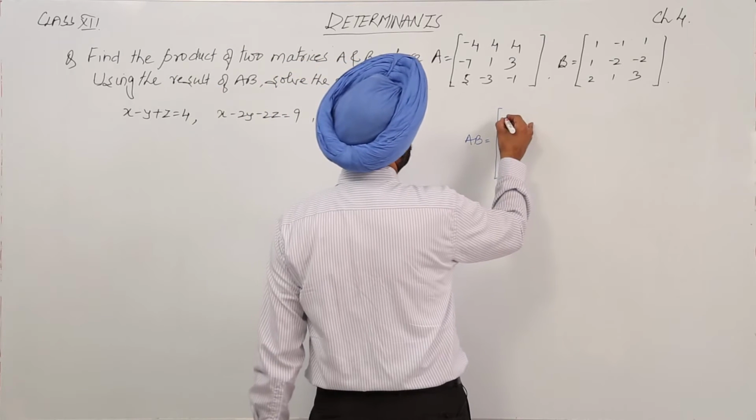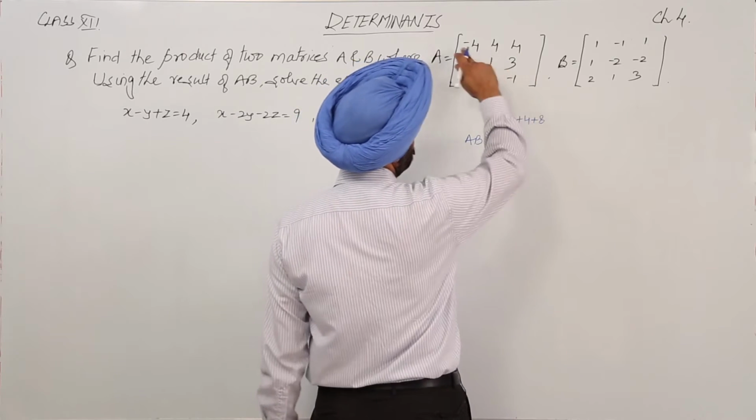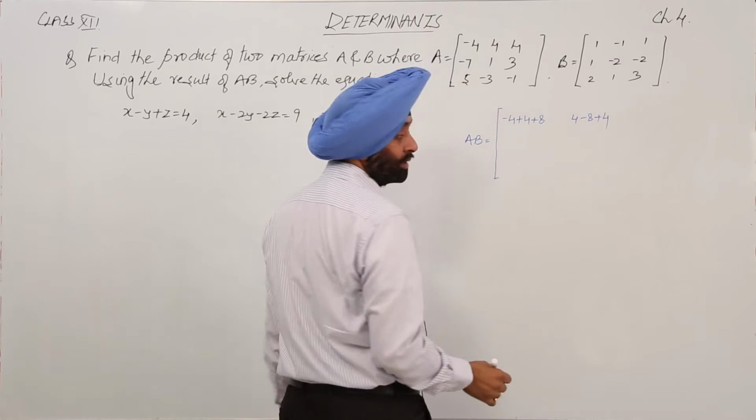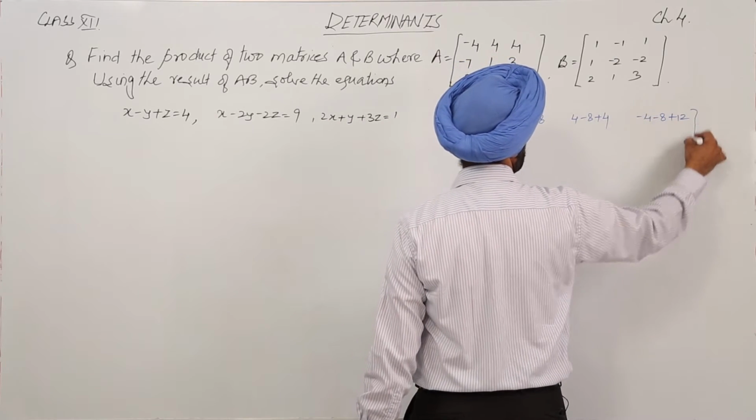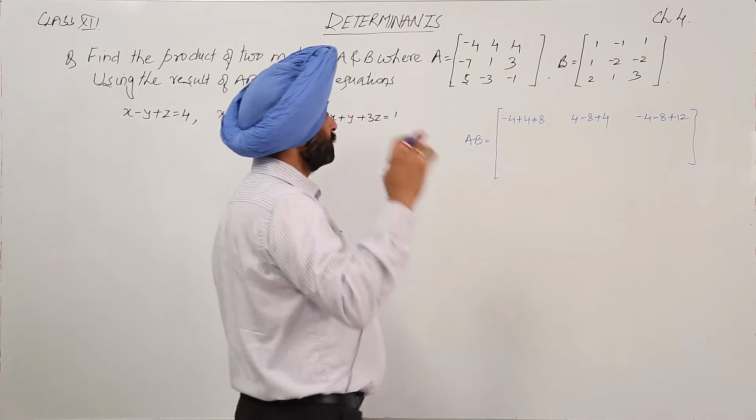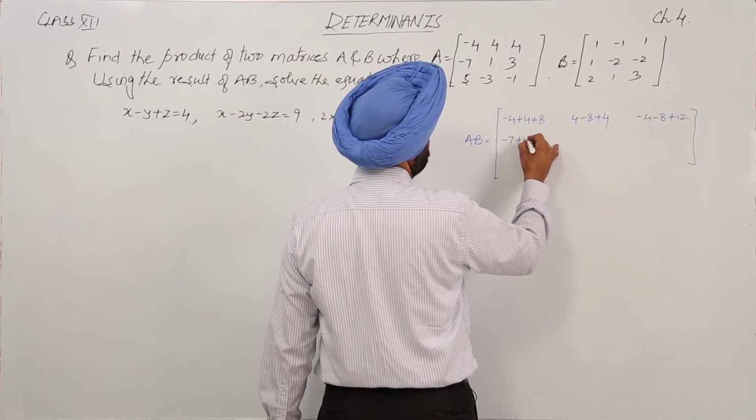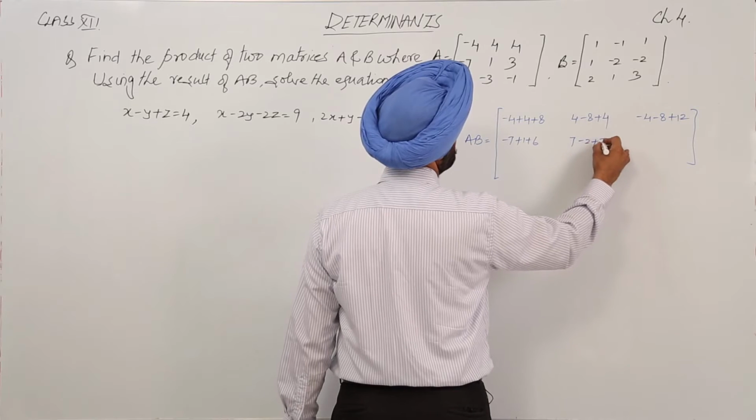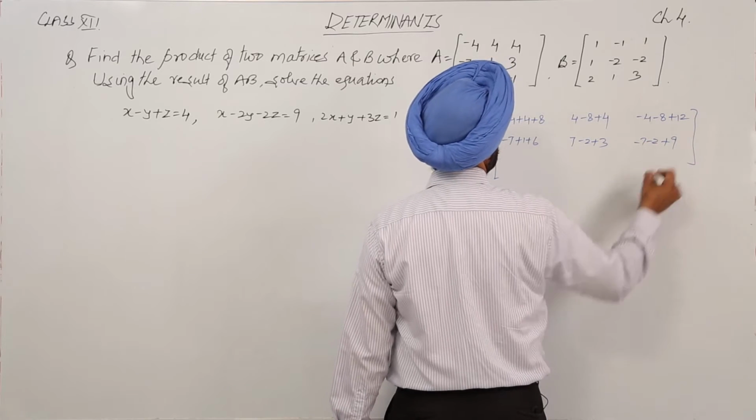We are having now minus 4 plus 4 plus 8. Then first row, second column, 4 minus 8 plus 4, and then last we are having minus 4 minus 8 plus 12. Okay. Now second row, first column, second row, second column, second row, third column. So minus 7 with 1. Now minus 7 plus 1 plus 6. Then we are having 7 minus 2 plus 3. And finally for this part is minus 7 minus 2 plus 9.